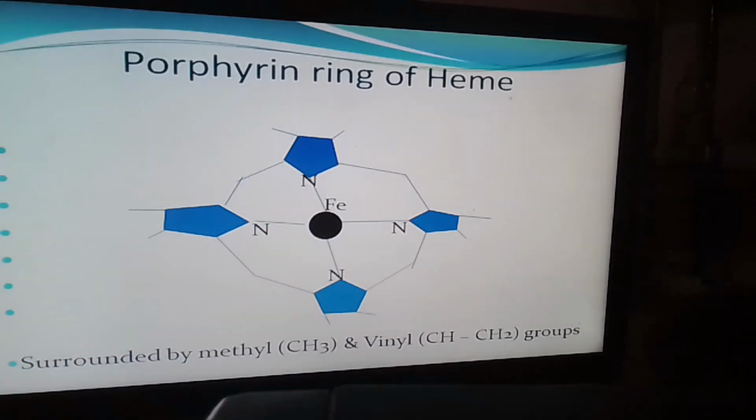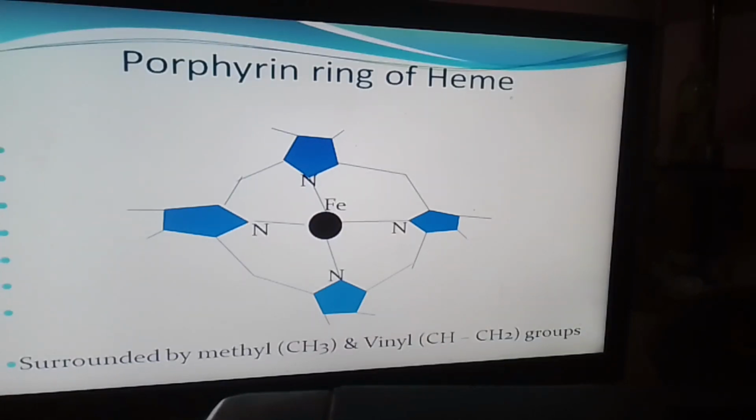Anyway, now here we can go into the structure of heme. Now the heme is a porphyrin ring. Here you can see there are 4 pentagonal structures and they are said to be pyrrole rings. Now these 4 pyrrole rings are connected to each other, and the angles are surrounded by methyl and vinyl groups, CH3 and CH2 groups.